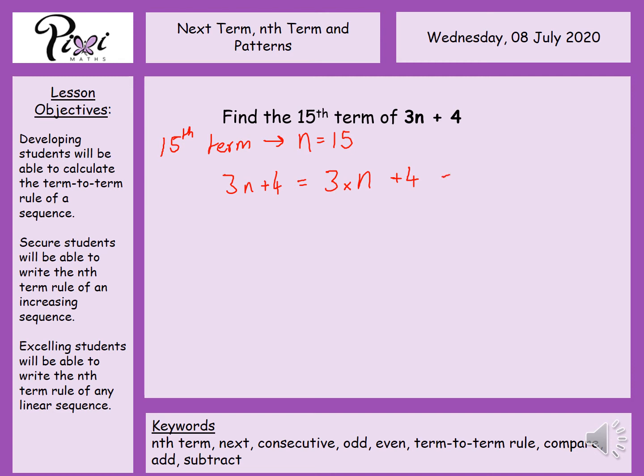Okay, so then we substitute in n. We know that n is 15 because we're looking for the 15th one. So we've got 3 times 15, and then we've still got the plus 4, so we don't forget that. Then 3 times 15 is 45, and we've still got this plus 4, we can't forget that. So 45 plus 4. Our final answer is 49. So the 15th term of the sequence is 49.